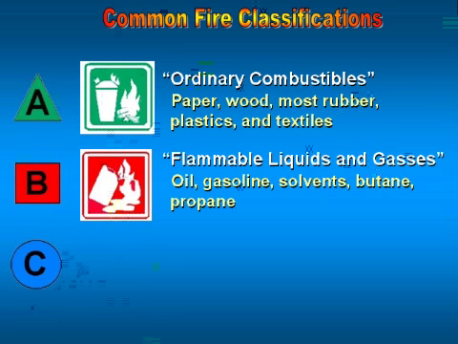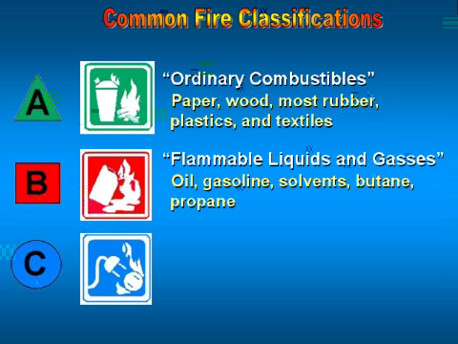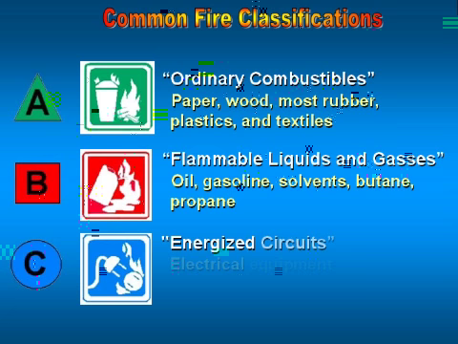Class C fires. Class C fires are identified by a blue circle with the letter C in it. And if you look at the label, it kind of shows an electrical plug. The way I challenge people here is, can you put out an electrical fire with a fire extinguisher? Right away, a lot of people will buy into it and say yes, but in reality, the answer is no. You cannot put out an electrical fire with a fire extinguisher.